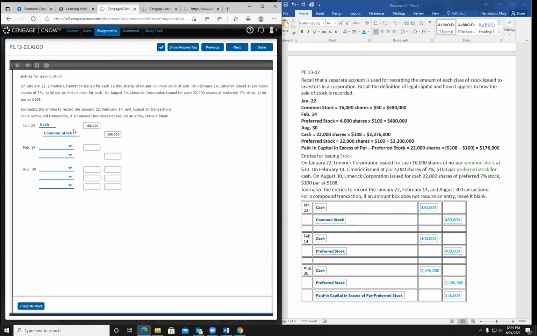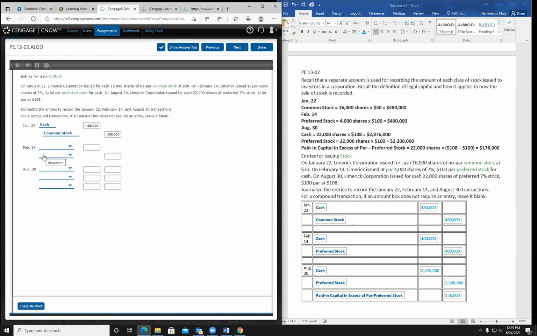On January 22nd, Limerick Corporation issued cash for 16,000 shares of no par common stock at $30. So this is a really simple entry. You take the 16,000 shares and multiply it by $30, and that gives you a total of $480,000. You just increase your cash by the 480,000, and you record the common stock issued at the value, which is 480,000.